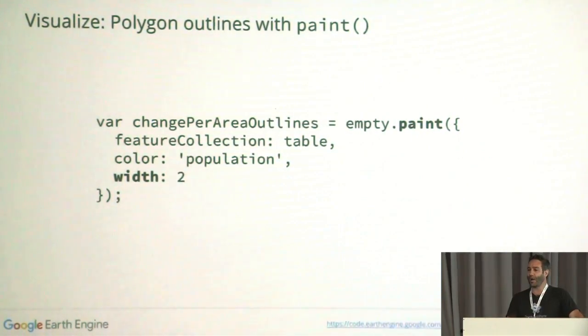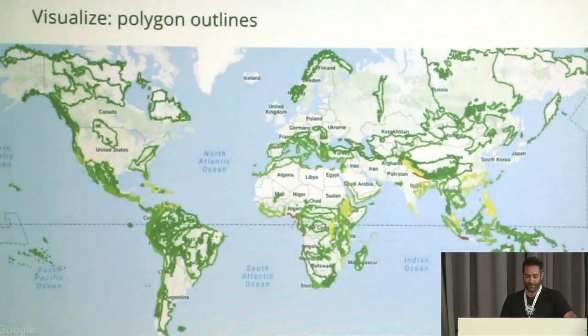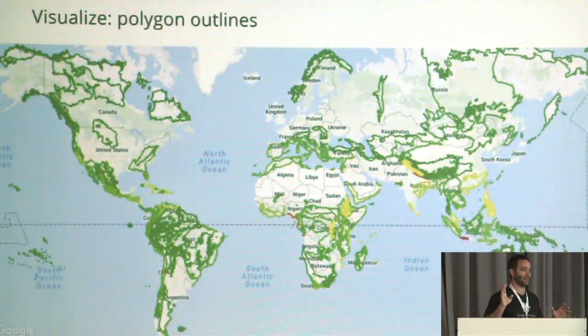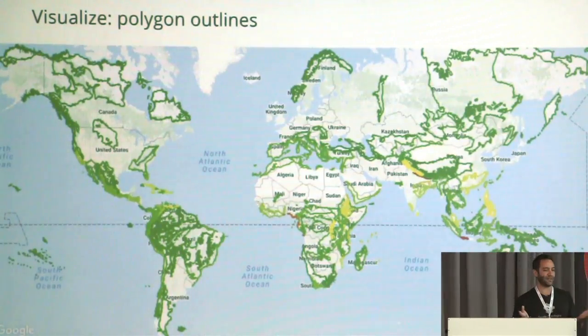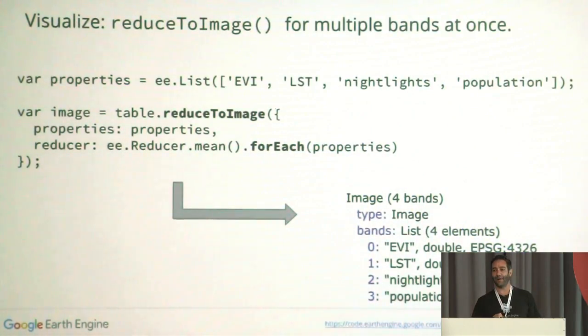Okay, another way to use paint is by specifying a width parameter. If you specify a width parameter, you get outlines. So in the previous example, I didn't specify width. If you don't specify width, it fills the polygons. If you specify width, it draws the outlines according to the width that you've specified here. So that's how you get outlines.